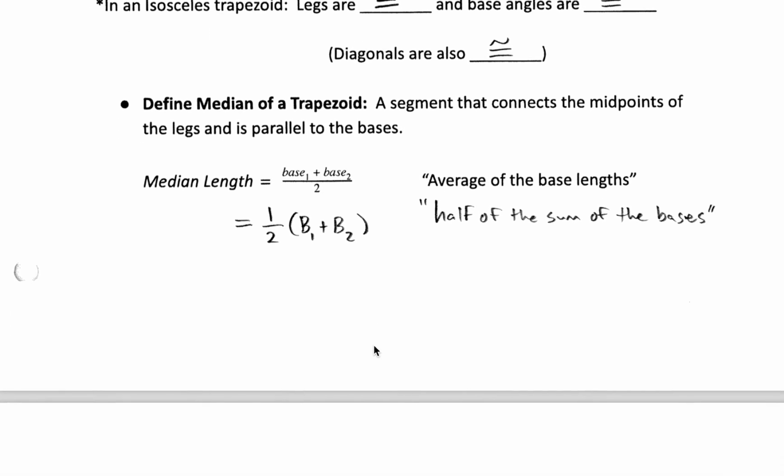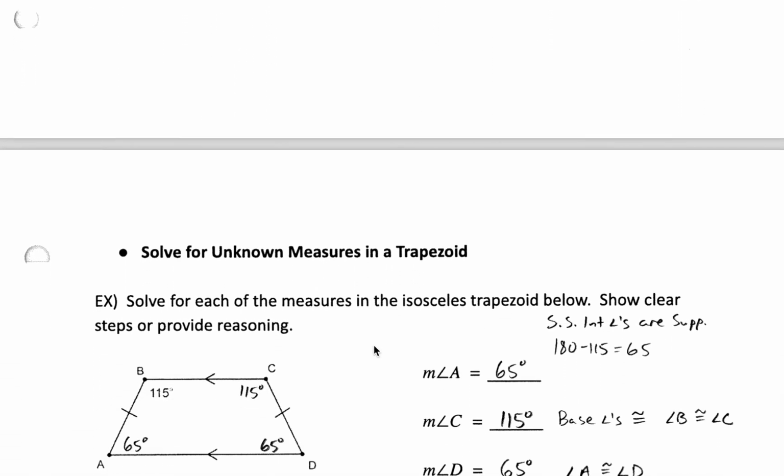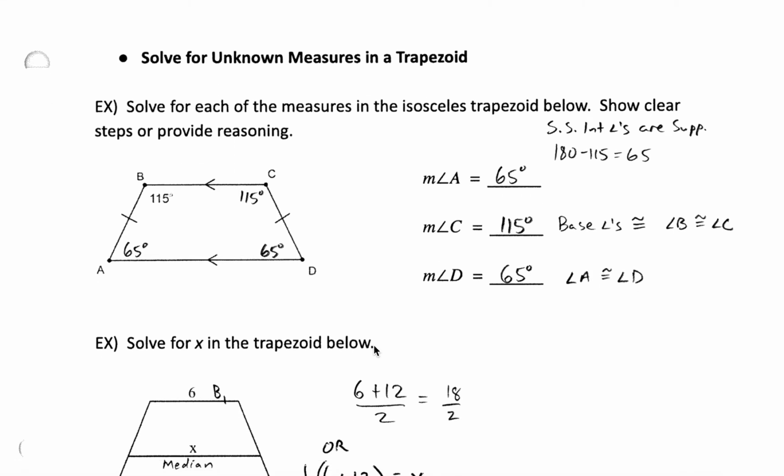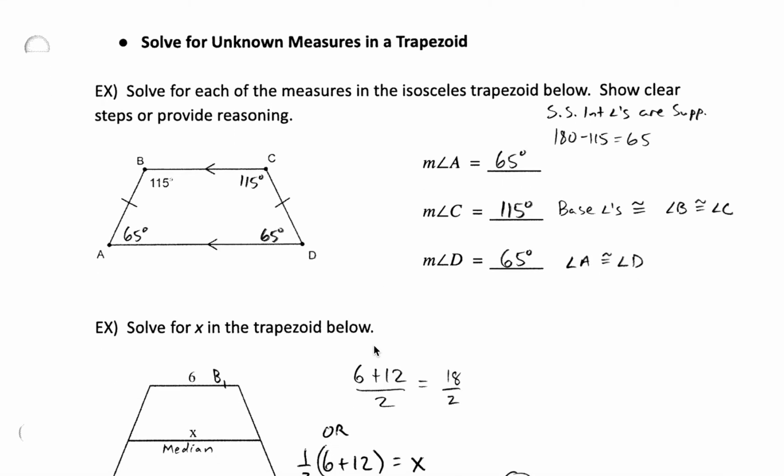Let's practice finding some angle measures and some median lengths. In this first example, given the isosceles trapezoid, let's solve for the unknown angles A, C, and D. Given the measure of angle B is 115 degrees, well, if it's an isosceles trapezoid, angles B and C are one pair of base angles. They should be the exact same measure. So angle C is 115 degrees.